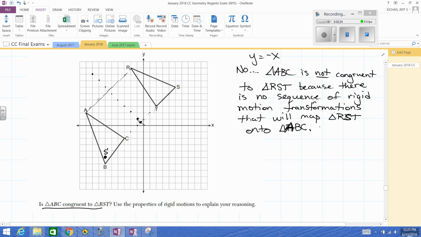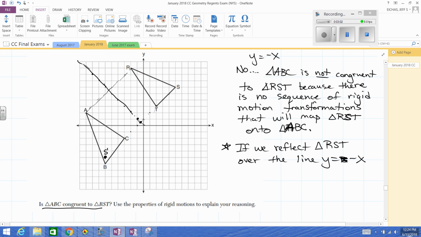Now, that's the explanation. How do I prove that there isn't one? Now this is only a 2-point question, so I don't believe it's supposed to be too involved, but I want to make sure I'm thorough here. So I'll do this. If we reflect triangle RST over the line y equals negative x, and if you can show some of this work, it's great. So that's the line y equals negative x.